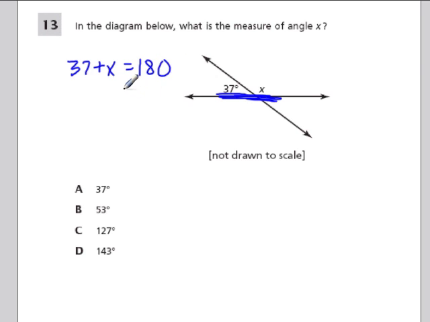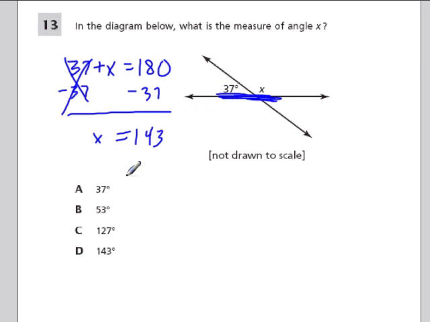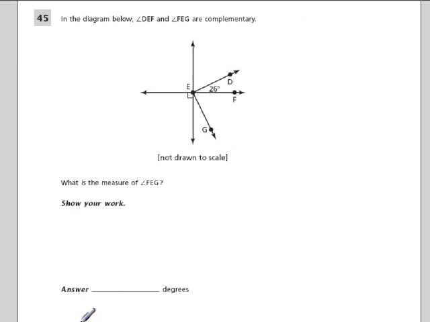And to figure out the measure of x, I'm just going to subtract 37 from both sides. Here 37 is giving me 0 because it's 37 minus itself. Here 180 minus 37 I think is 143, and that's my value for x. And if you feel like this number is off, just check it by adding it to 37. And we do get 180. So here I get D again. The answer is 143 degrees.